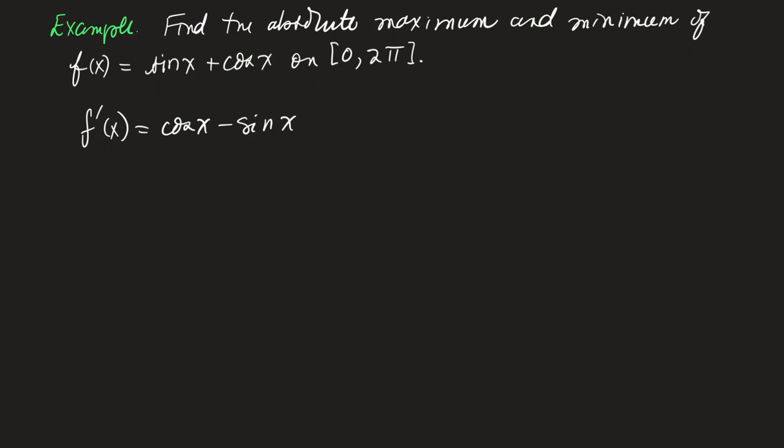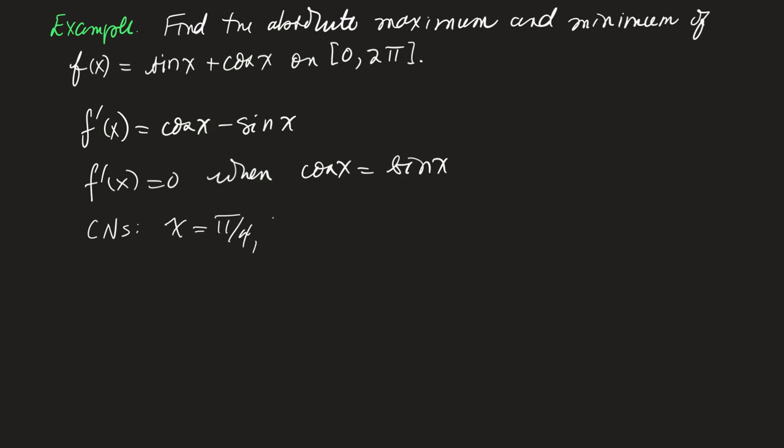And so I'm going to use this to find the critical numbers, and f prime x will be 0 when cos of x is sine of x. Now I just need to figure out where that happens in the interval 0 to 2 pi. And so in this interval, that happens when x is pi over 4 and when x is 5 pi over 4.